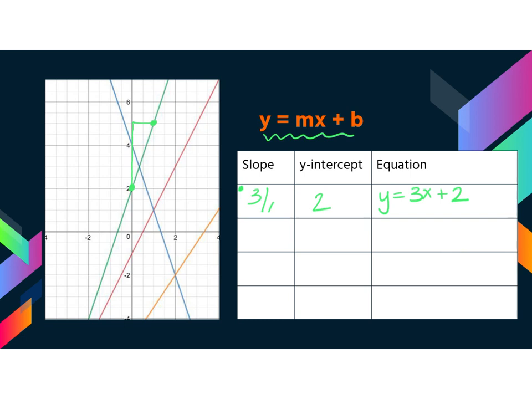So again, try the red and blue lines. Go ahead and check your answers. The blue line has a negative slope, so make sure that the slope was negative 3. Let's try the yellow one together.